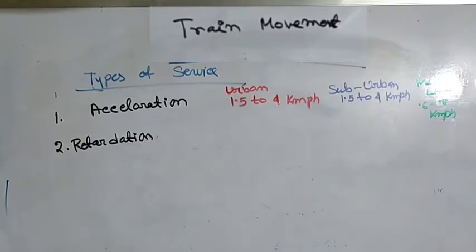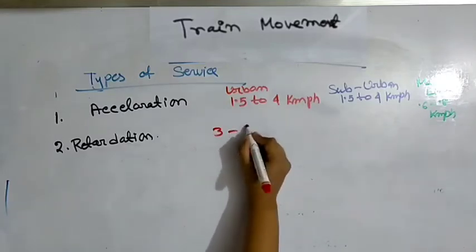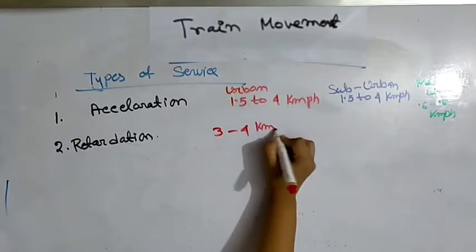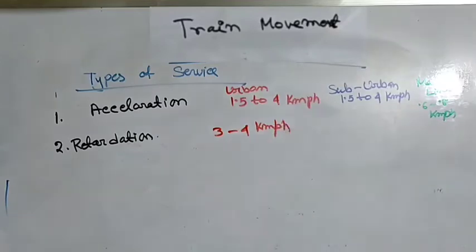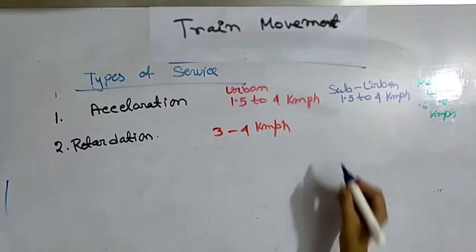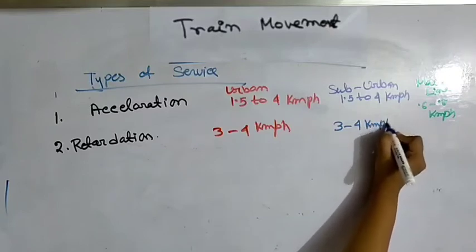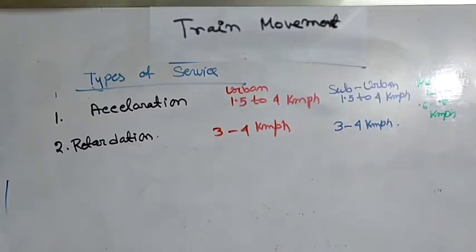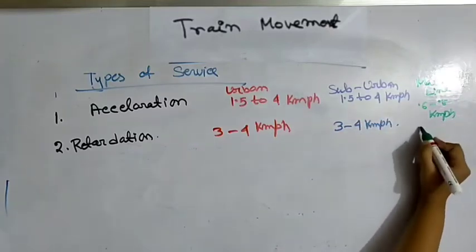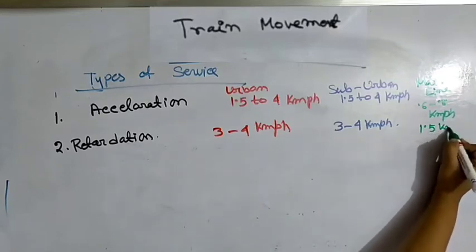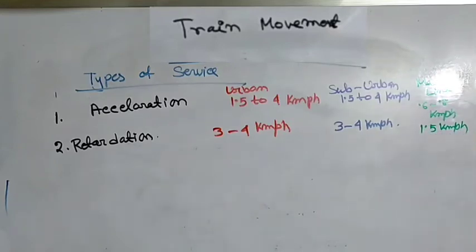Now the next parameter is retardation. For urban service, it is 3 to 4 kilometer per hour per second. For suburban service, it is similar to urban, 3 to 4 kilometer per hour per second, and for mainline service, it is near about 1.5 kilometer per hour per second.